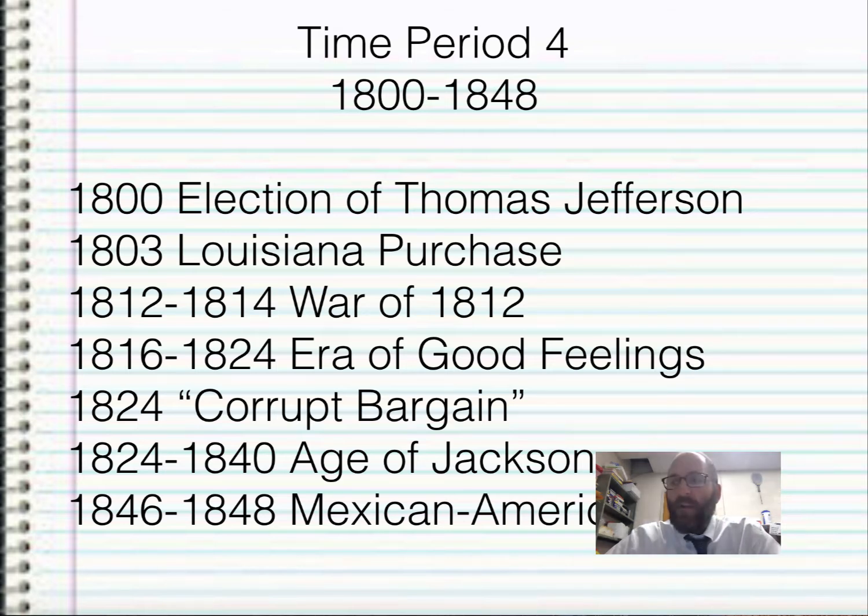The Corrupt Bargain angers Andrew Jackson, and he will win the next election, 1828, but we refer to this time period as the Age of Jackson. And the end of this time period is the Mexican-American War of 1846 to 1848. One more topic I could have included in this time period was that we were expanding westward.